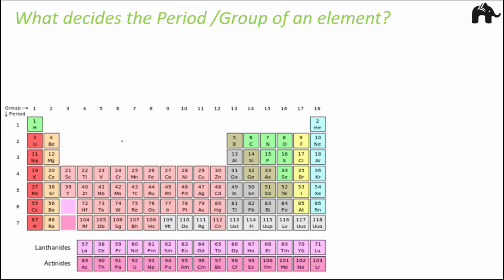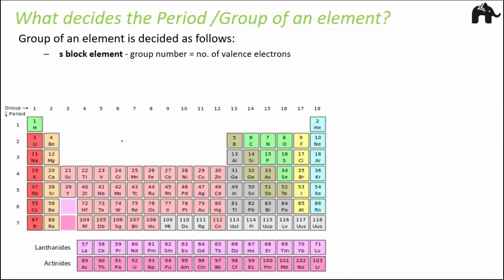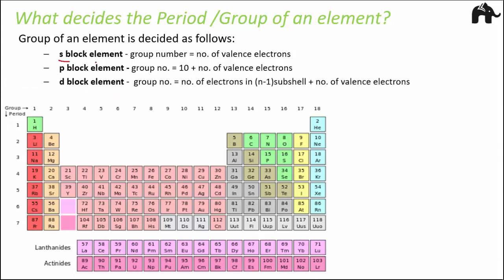What about group? When it comes to group, there are a few rules. Basically, the number of valence electrons gives us the group, but that is not true for all cases. In the periodic table, we have different categories of elements like s block, p block, and d block elements. What do we mean by these? If the s orbital receives the last electron, it is called an s block element. If the p orbital receives the last electron, it is called a p block element.